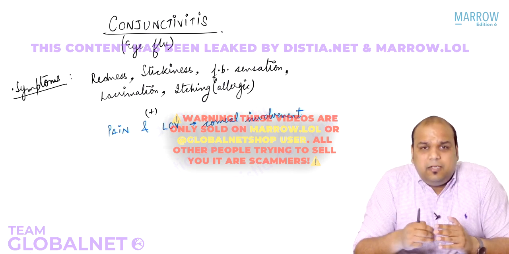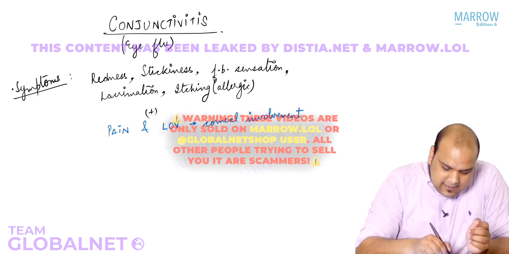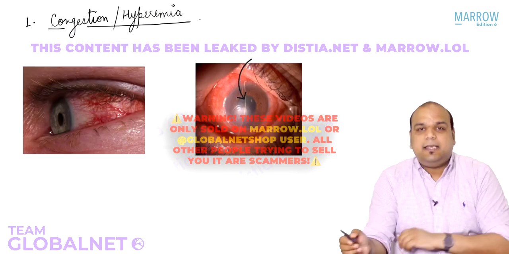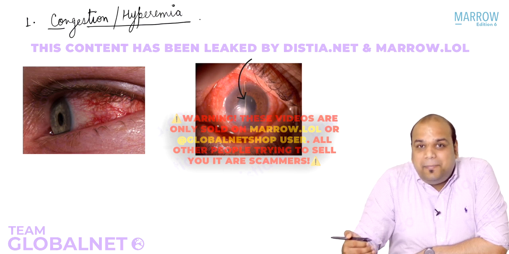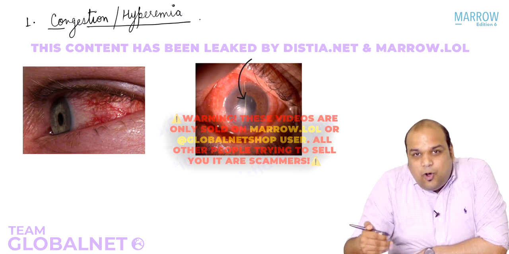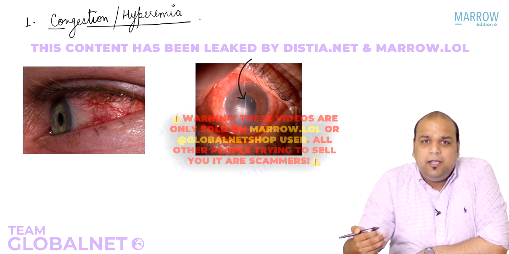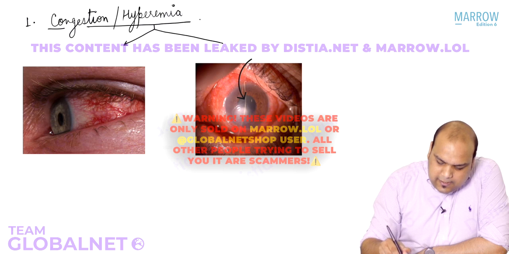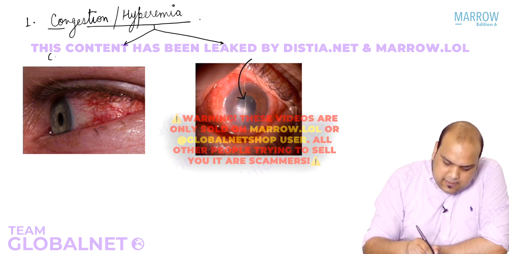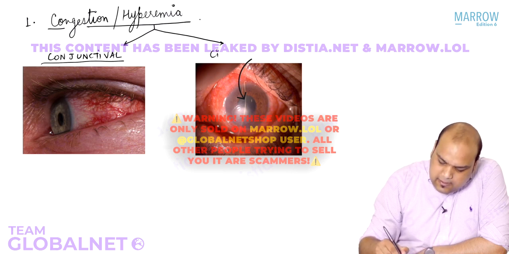Now, when the doctor will see it, what will be the signs? Let's see the signs, everybody. So these are the signs. Number one. Again and again, as I say, the redness to a patient is congestion or hyperemia of the blood vessels to the doctor. Yes, this congestion or hyperemia can present in two ways. The first one, everybody, this is called conjunctival congestion. And the second one is called circumcorneal.